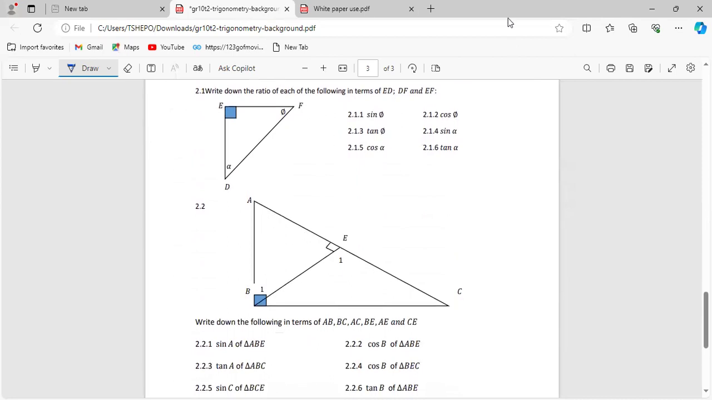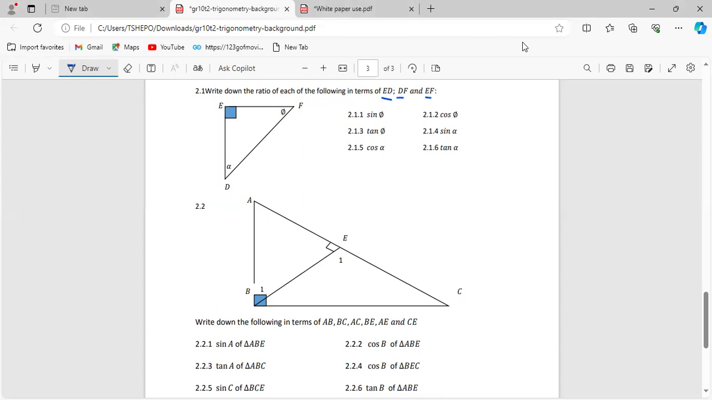Now, we're going to go through the questions and apply the basics that we have just learned. Now, the statement reads as follows. It says to us, write down the ratio of each of the following in terms of ED, DF, and EF. So we're going to answer these questions 2.1.1 up until 2.1.6 using this triangle over here. So what is the name of the triangle? It is called triangle EDF.